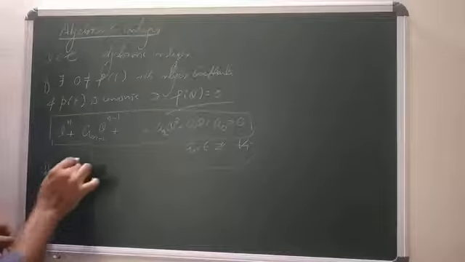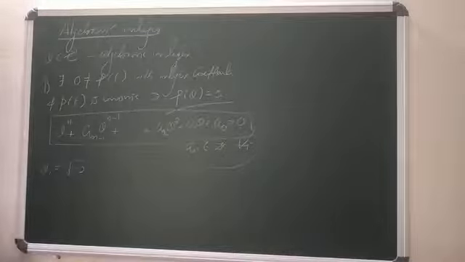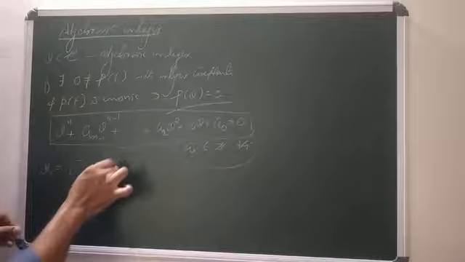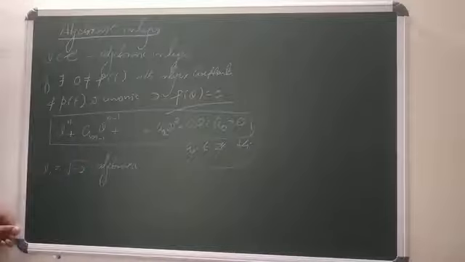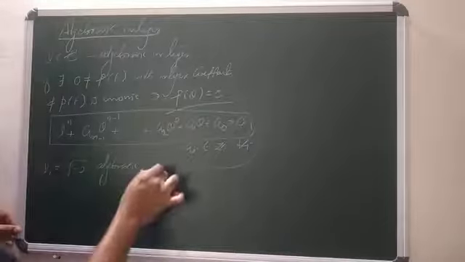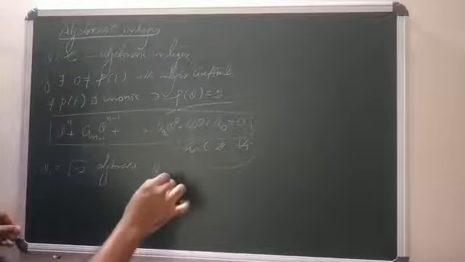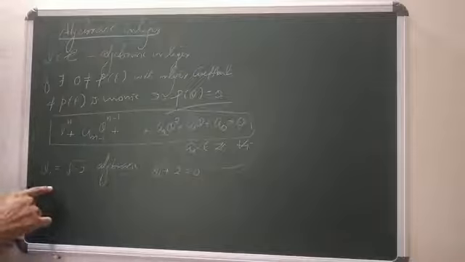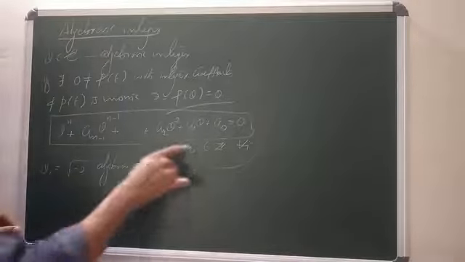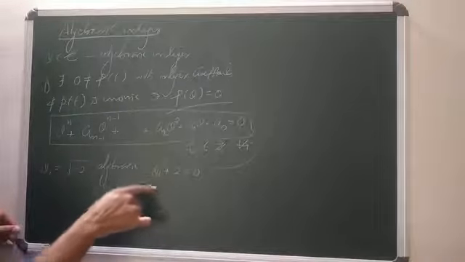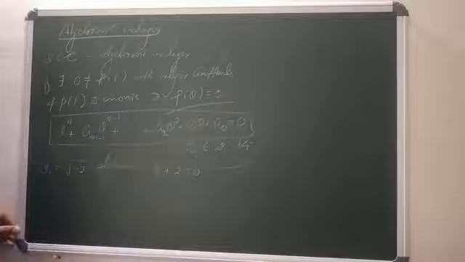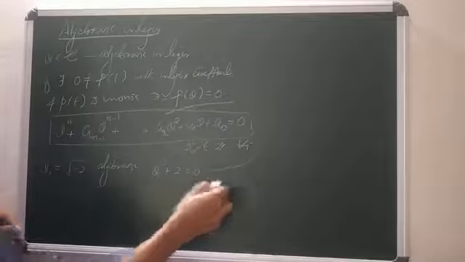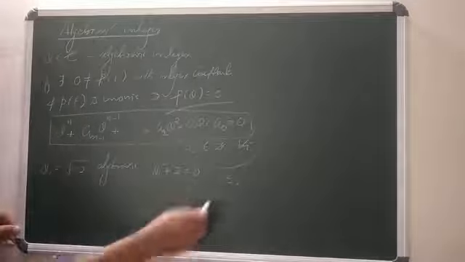So consider theta 1 equals root minus 2. Root minus 2 is a complex number. Is it an algebraic integer? Sure. Why? Because there exists a monic polynomial: theta 1 square plus 2 equals 0. What is theta 1 square? Minus 2. Minus 2 plus 2 is 0. Which is a monic polynomial? Sure. Why? Because the highest degree coefficient is 1. Agreed? So there exists a polynomial t square plus 2 with integer coefficients.